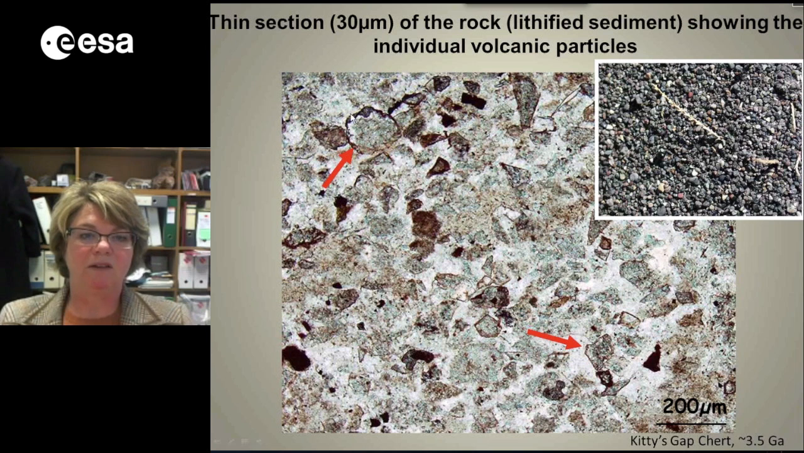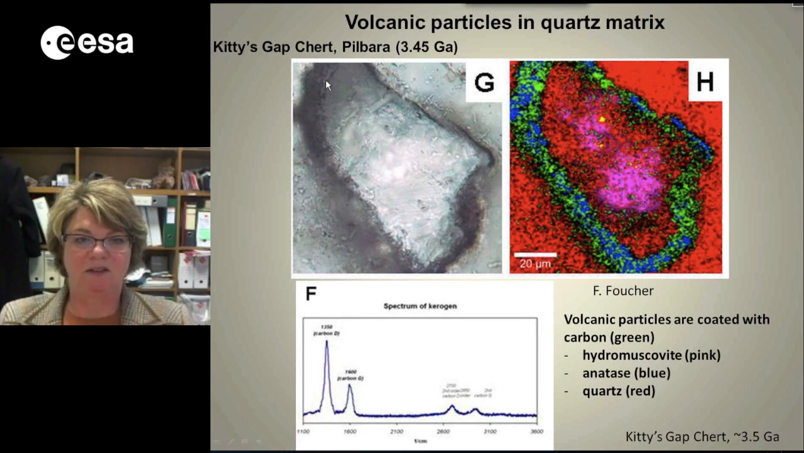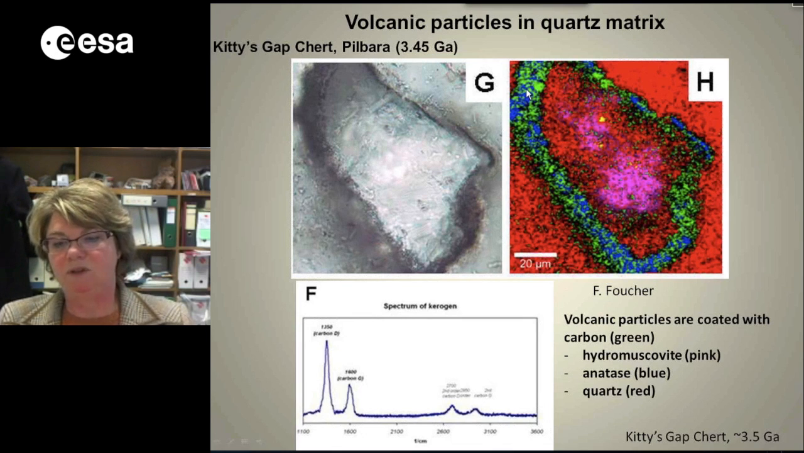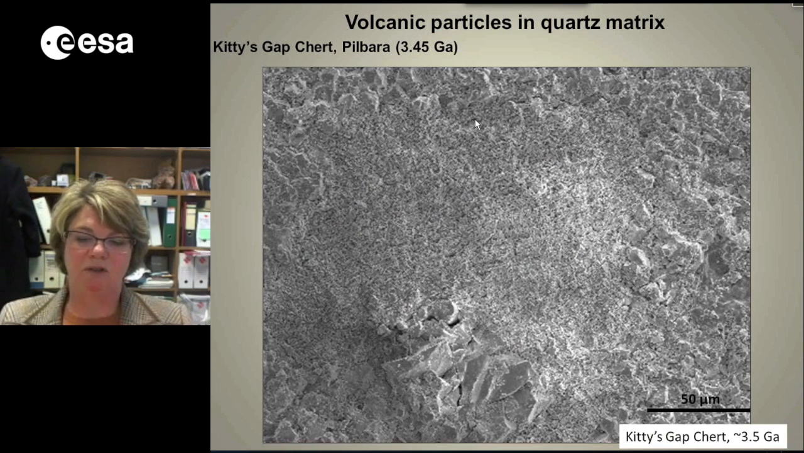You'll notice that many of the particles have a kind of dark coating. In actual fact, this dark coating consists largely of carbon. We've used the mapping micro-Raman spectrometer here to map the carbon, which is in green, around the edge of this altered volcanic particle. So we know there's carbon there, but we want to know in what form this carbon is presented. So we have to go to higher resolution using a high resolution scanning electron microscope.